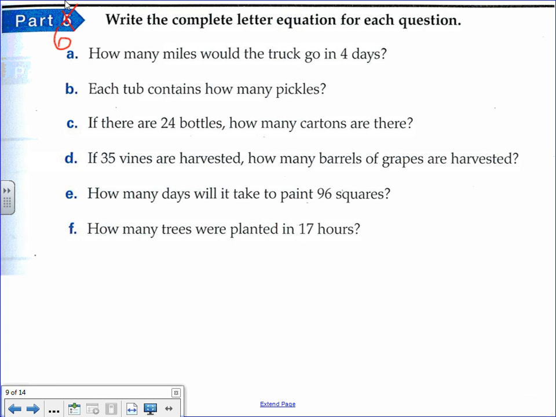This is a review for Part 6 of Mastery Test 2. In Part 6, you're going to write a letter equation from the question.